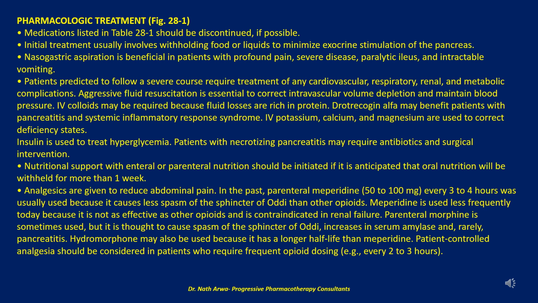Meperidine is used less frequently today because it is not as effective as other opioids and is contraindicated in renal failure. Parenteral morphine is sometimes used, but it is thought to cause spasm of the sphincter of Oddi, increases in serum amylase and, rarely, pancreatitis. Hydromorphone may also be used because it has a longer half-life than meperidine. Patient-controlled analgesia should be considered in patients who require frequent opioid dosing, e.g., every 2 to 3 hours.